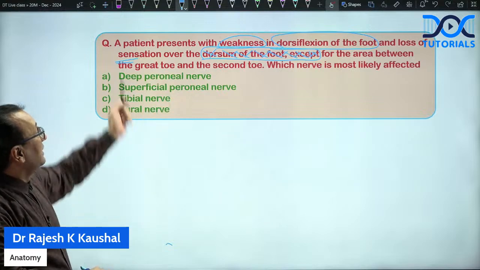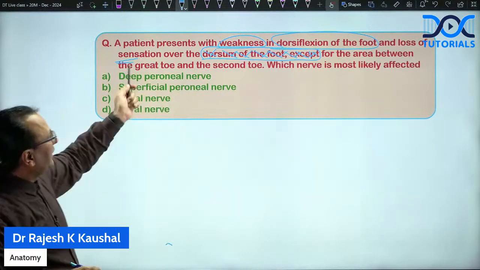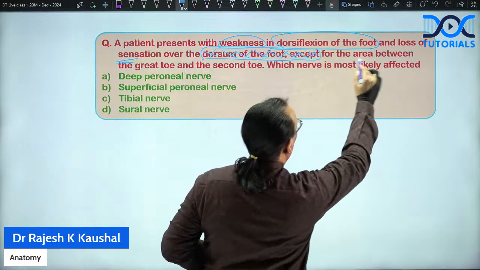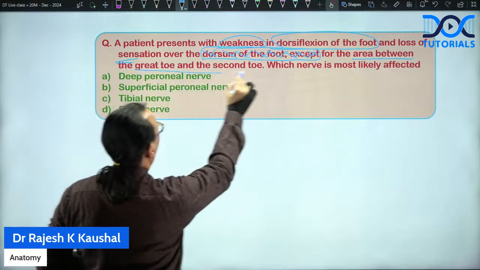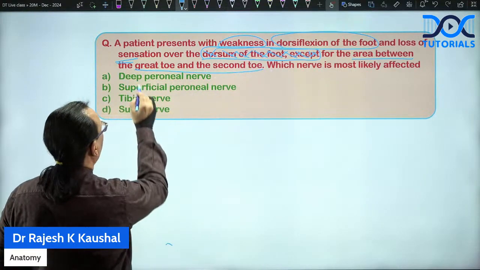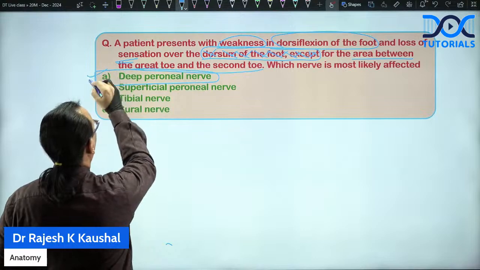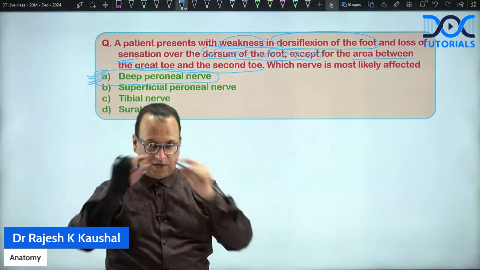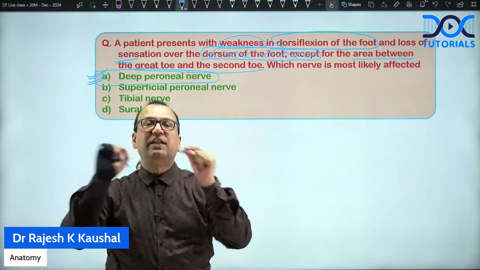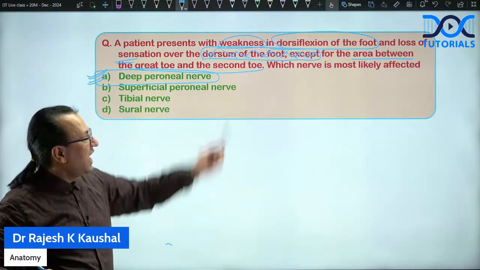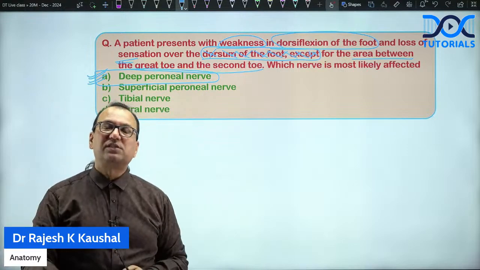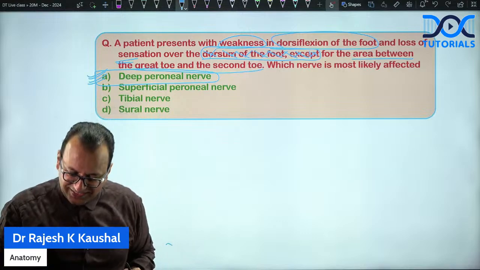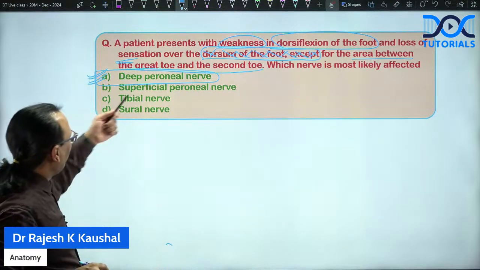So that was the error. The actual question was, a patient presents with weakness of dorsiflexion and loss of sensation over the area between the great toe and the second toe. That means the answer is deep peroneal nerve, because it is the one which supplies the area. There was some line to be deleted which couldn't be deleted, and that was in 20 MCQs. This is the only mistake, I think, and that mistake was spotted by G Unlimited. So deep peroneal nerve is the answer.